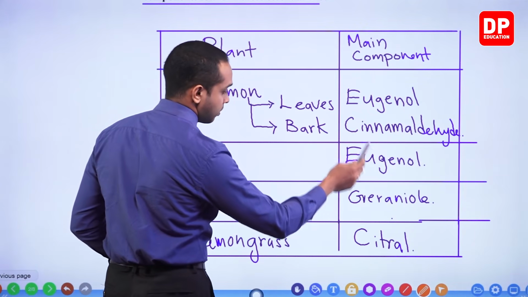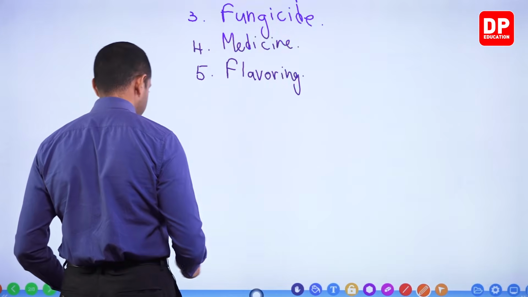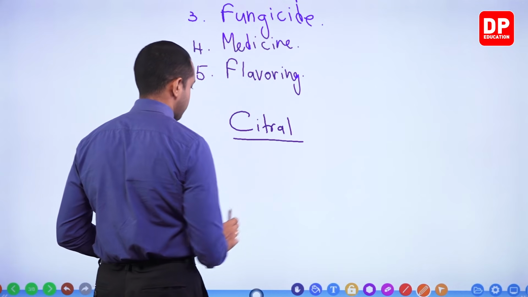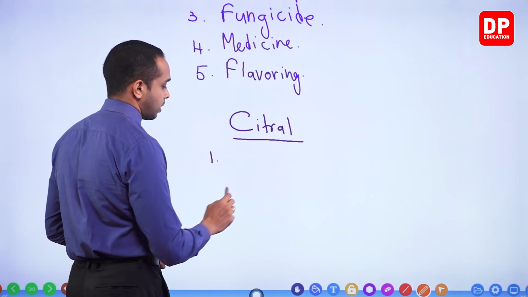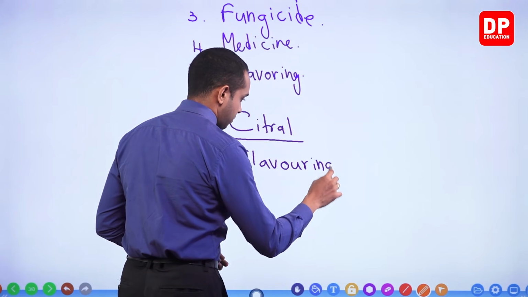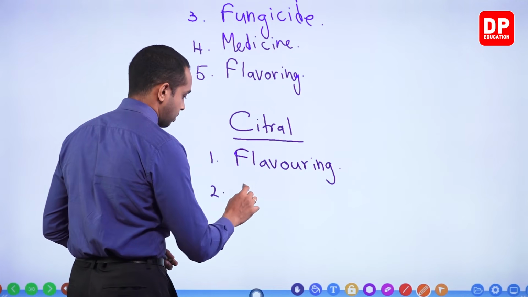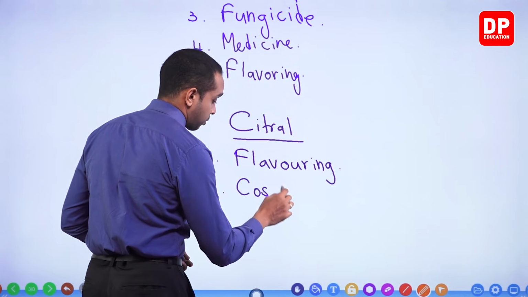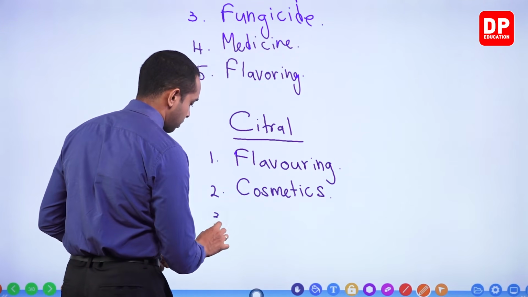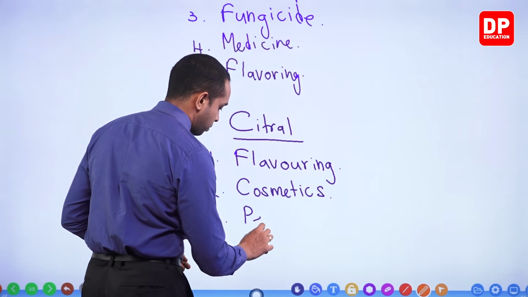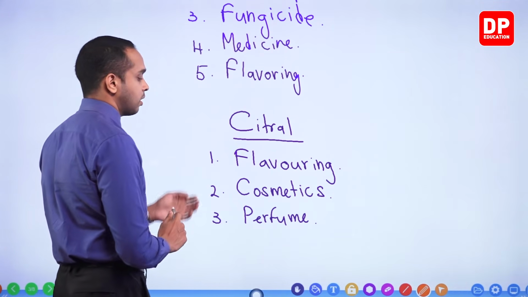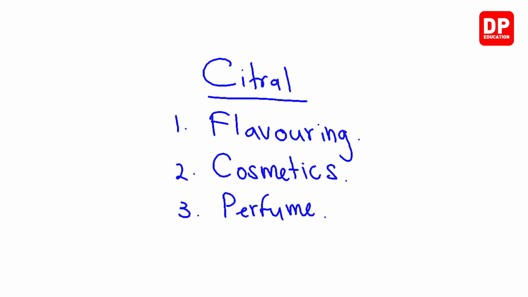We'll talk about citral here. Again, we use citral when it comes to flavoring. As a, in cosmetic products, you find this. When it comes to producing perfumes, also we use this. So these are three uses. If you have written three, that will be sufficient.